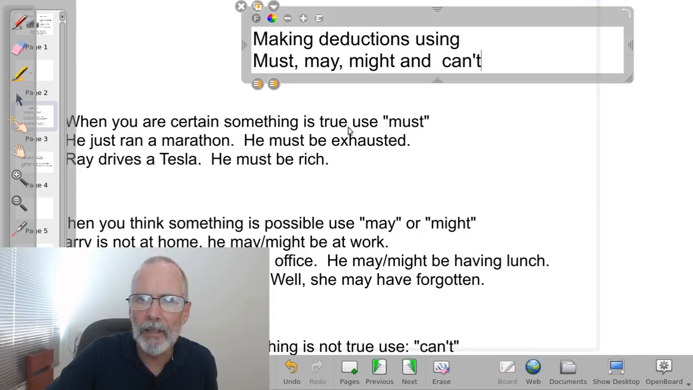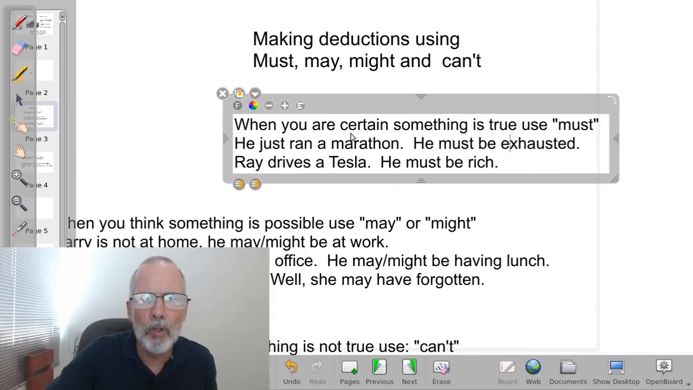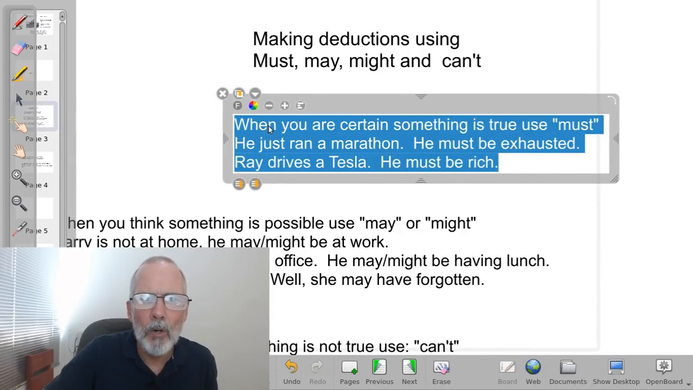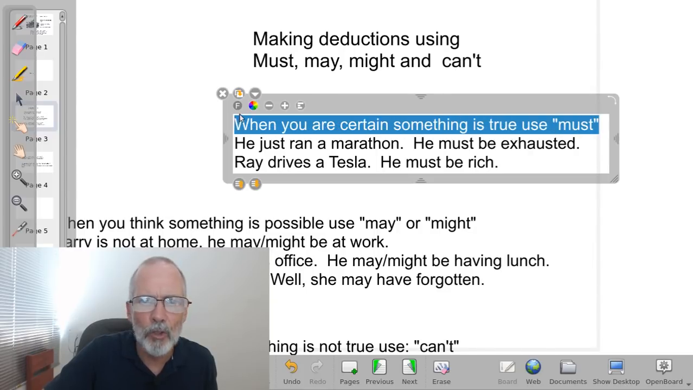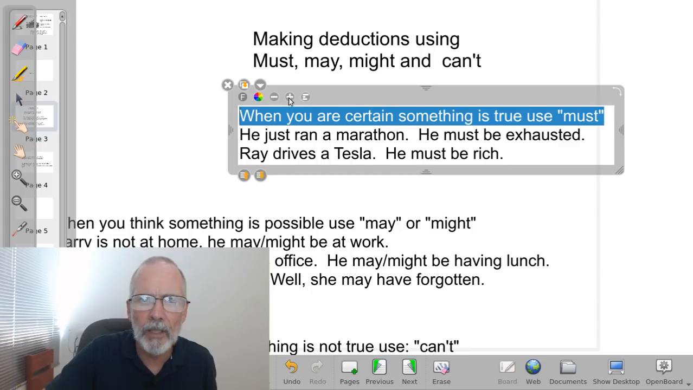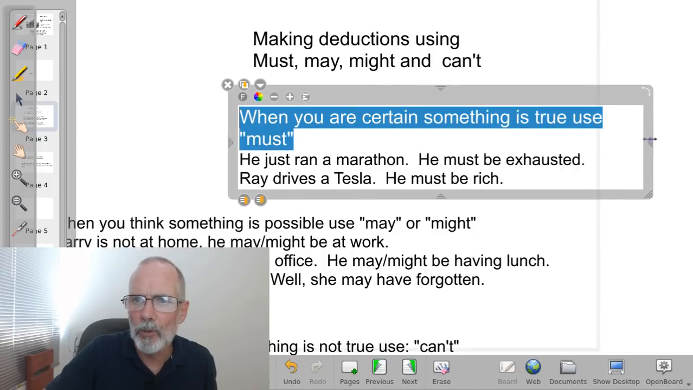Must, may, might, and can't. So the first rule: when you are certain that something is true, you can use must. When you are certain something is true, you can use must.